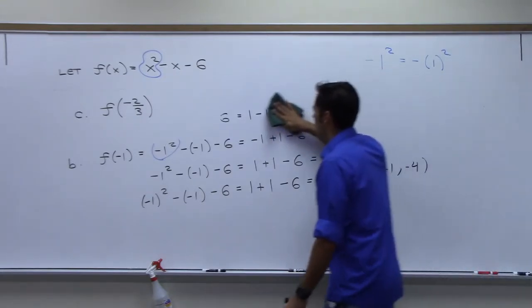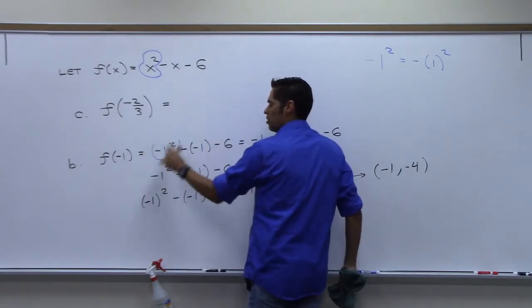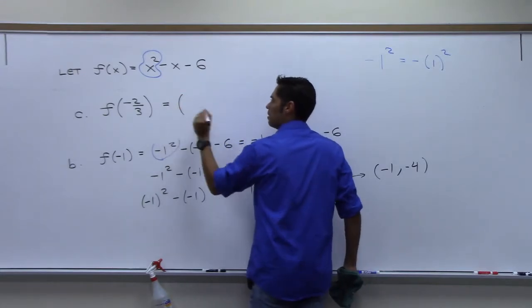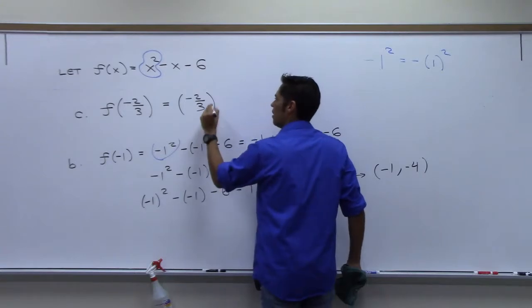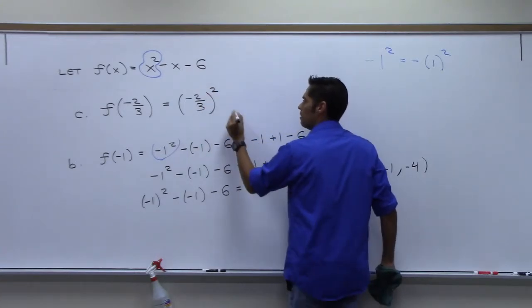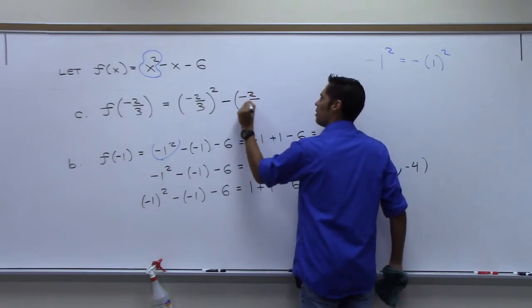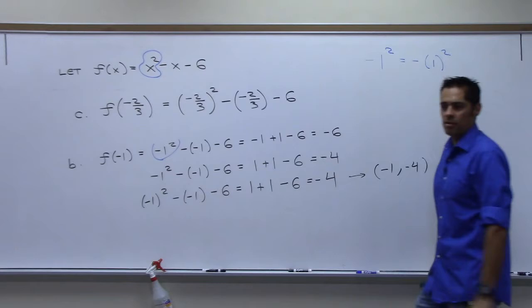So help me write it out first. What am I going to put here? Let's use the correct notation. Parenthesis, -2/3, close parenthesis, squared, then minus, parenthesis, -2/3, and then -6. That is the correct notation.